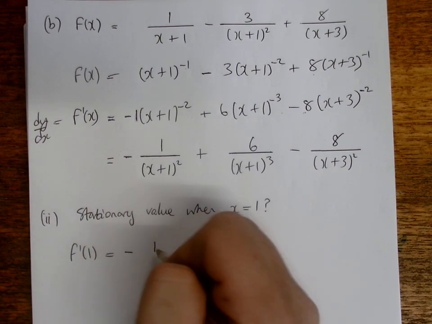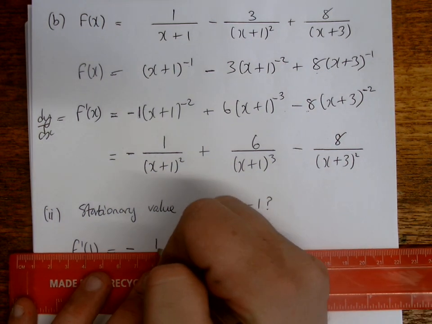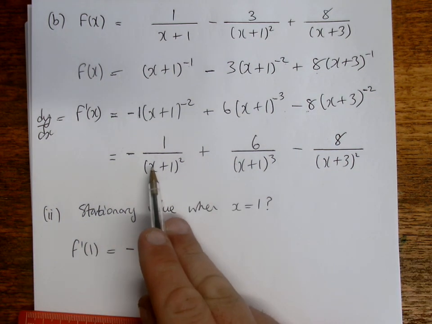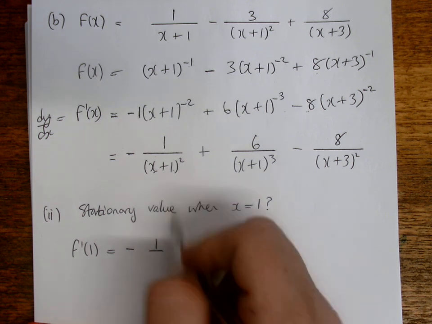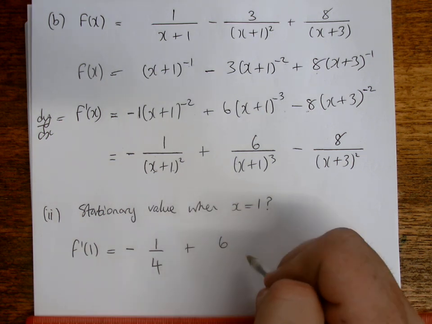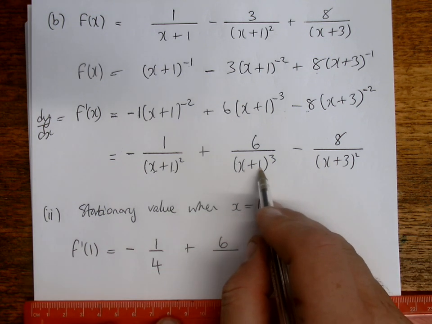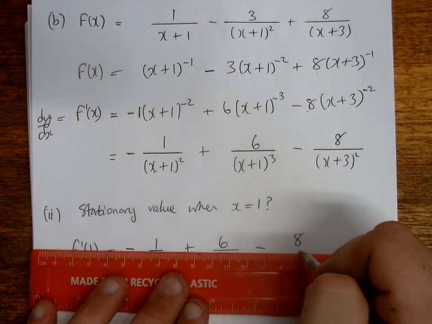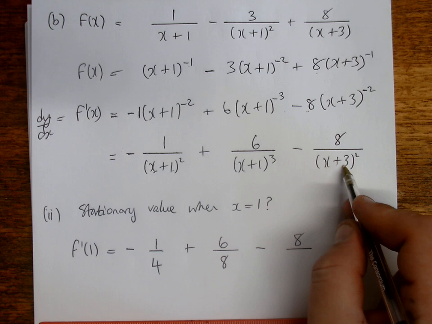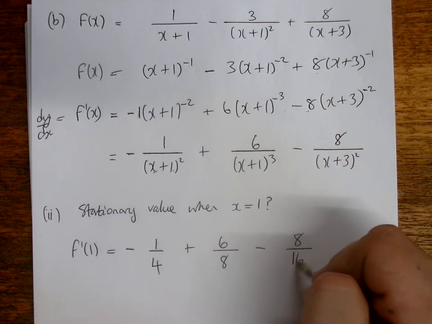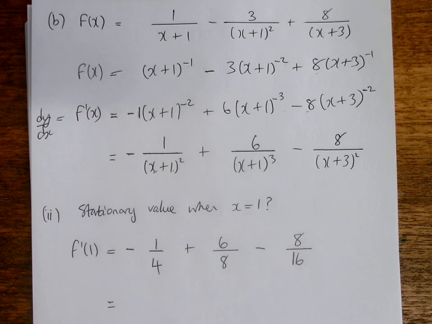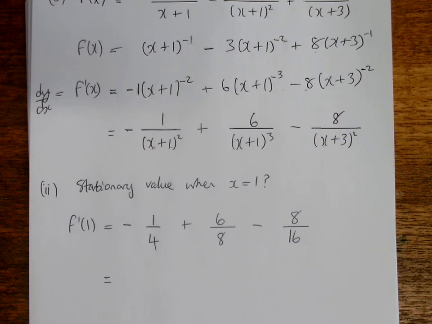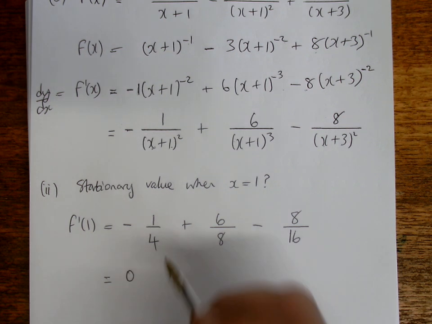So we have minus 1 over, on the bottom there, if I put 1 in here, that'll be 1 add 1 is 2, square it, 4. Plus 6, put 1 there, 1 add 1 is 2, cube it is 8. Take away then 8, put 1 in there, 1 add 3 is 4, square it is 16. So we need to work out what that is. Okay, so we'll use a calculator, and I get 0. Now that's interesting, isn't it?